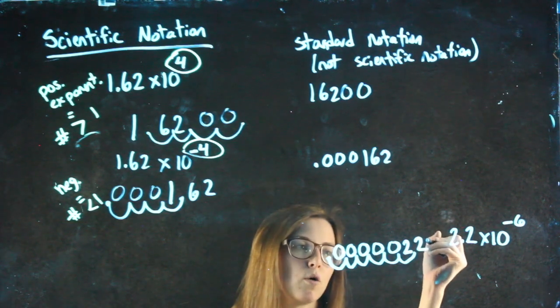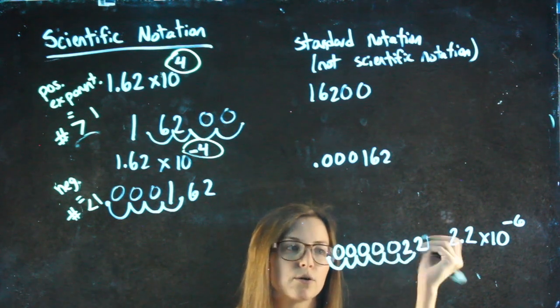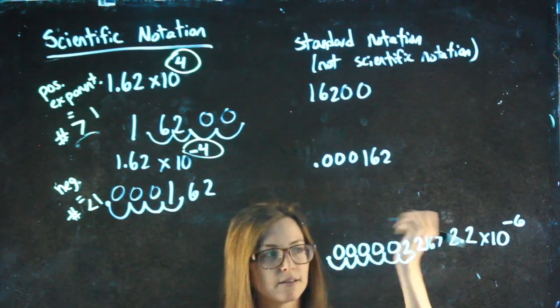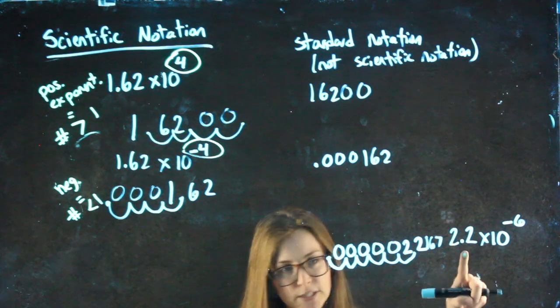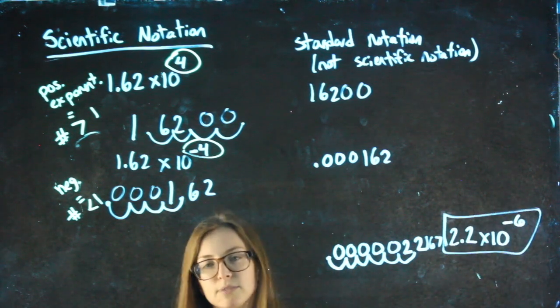If I had written a whole bunch of numbers after this, 0.00000222167, at a certain point, it's reasonable just to round them. I'd still probably give my answer as 2.2 times 10 to the negative 6.